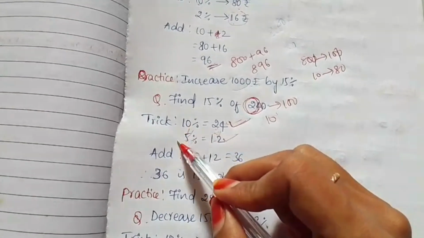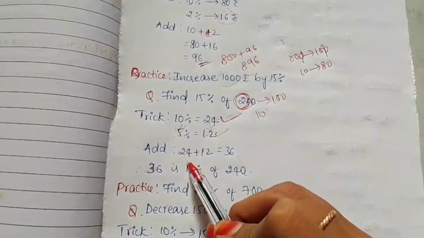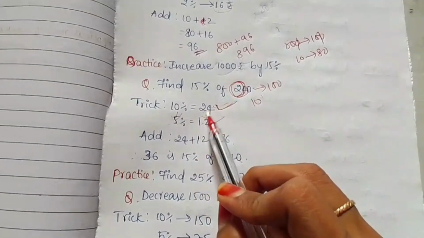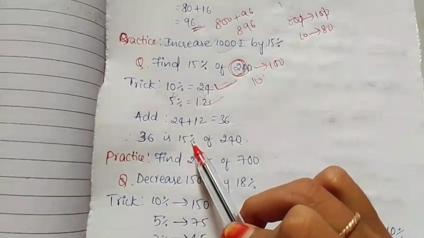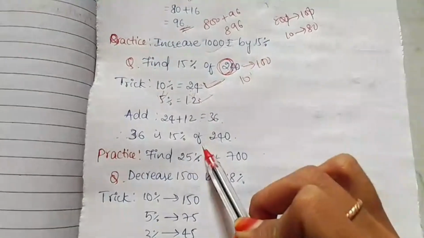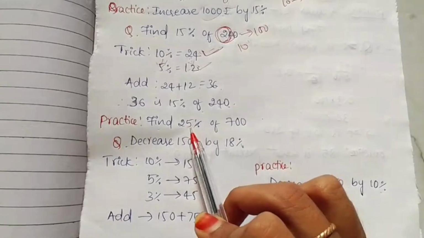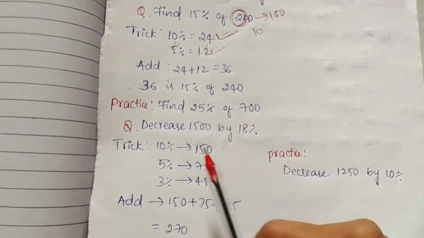That is half of that 10%, which is 12. Here I can easily find out that 15% of 240 is 24 plus 12, that is 36. 36 is the 15% of 240. Very simple, right? And also practice: find the 25% of 700 and let me know in the comment section.